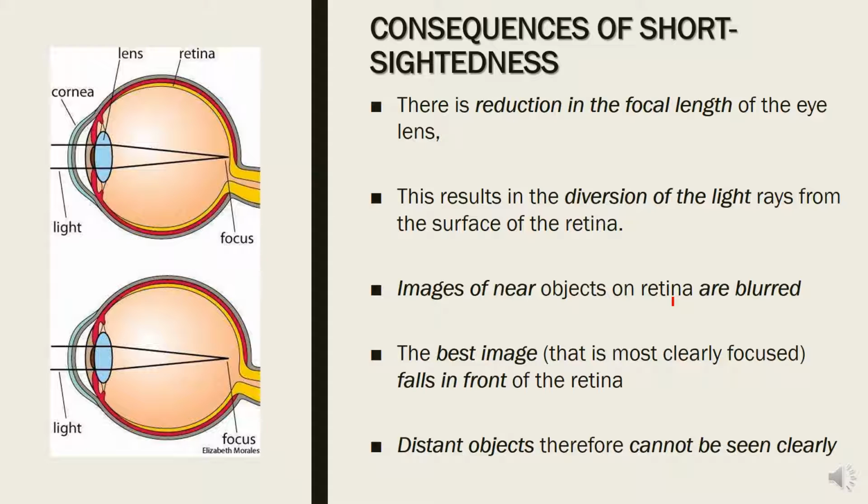So we say that the best image is clearly focused and it falls in front of the retina. Therefore, for all your distant objects, you cannot see them clearly because that is where the image is going to be formed, in front of your retina.